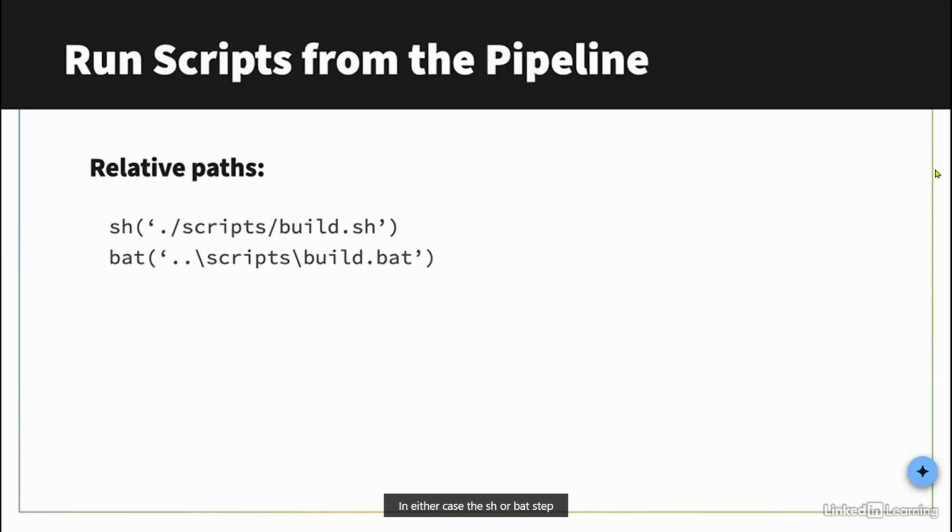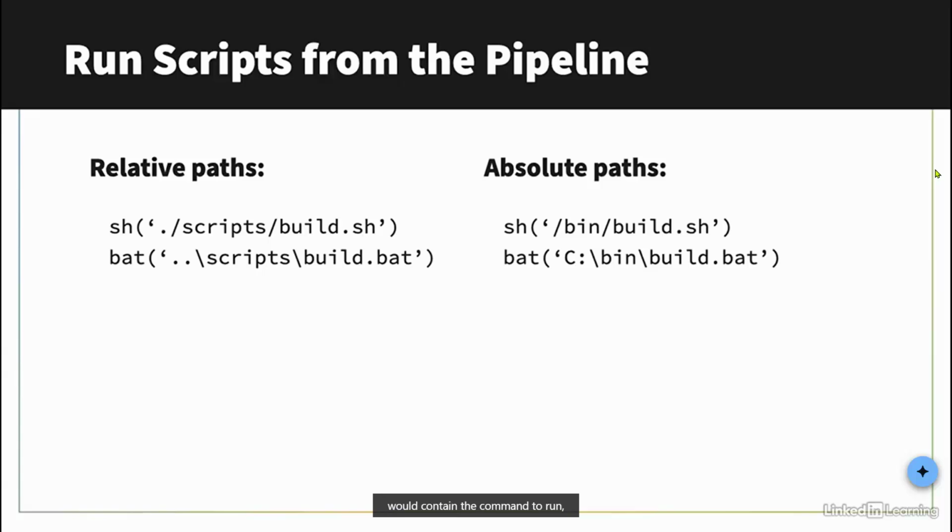In either case, the sh or bat step would contain the command to run or the path to a script or program. Note that for scripts that are located in a repo, a relative path can be used and must match the format expected by the system running the command. If the script or command is located outside of the workspace where the repo was checked out, an absolute path must be used.